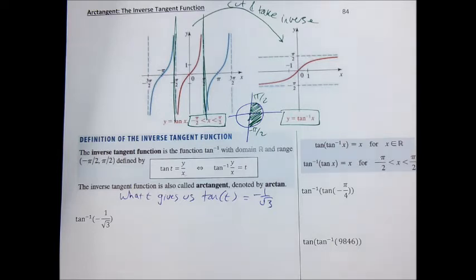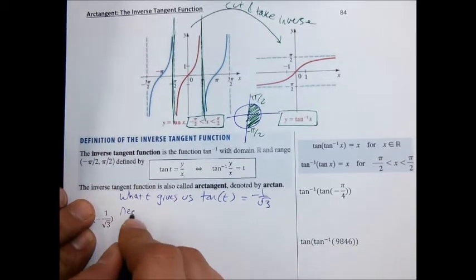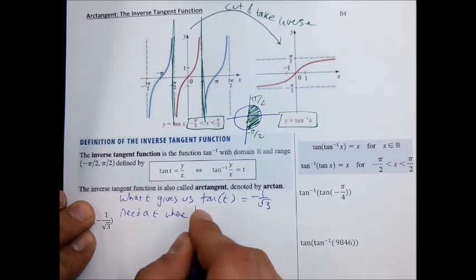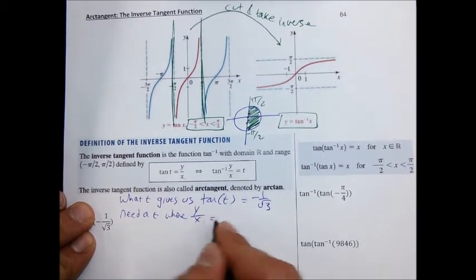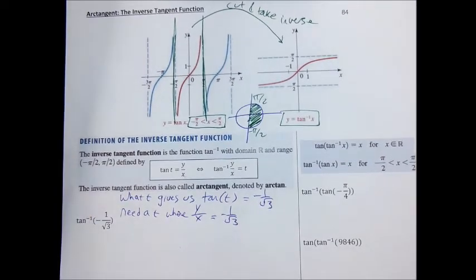So anyway, if we want to know what t gives us that, we need a t such that the y value divided by the x value will give us minus 1 over root 3. All right, so that's tricky.